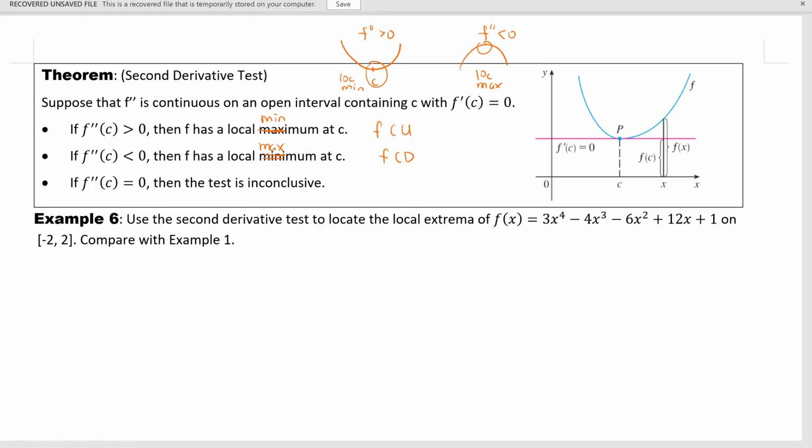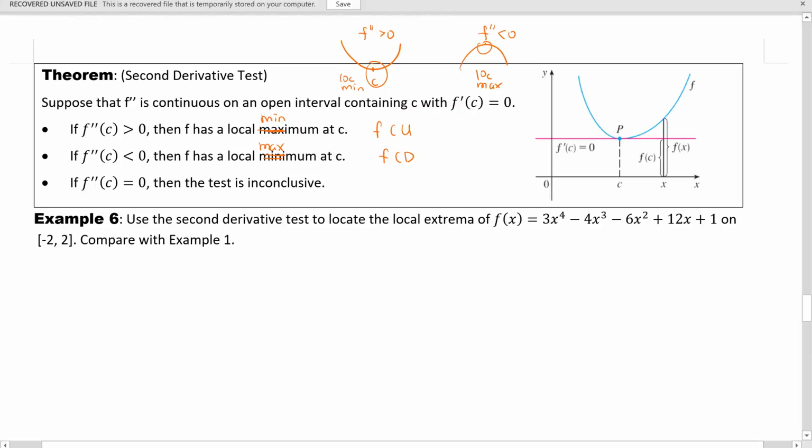So usually to figure out local max, local min, we use the first derivative test. Okay, so you look at the first derivative. If the first derivative is positive and then negative, we know this is local max. If the first derivative is negative and then positive, we know it's local min. So we don't need the second derivative test. And because sometimes the second derivative test is inconclusive, I suggest you use the first derivative test.